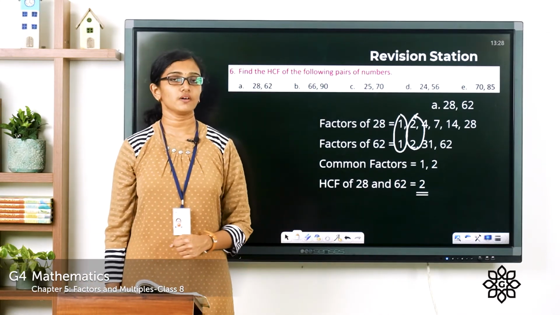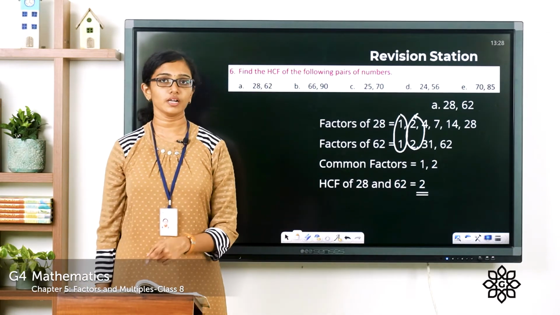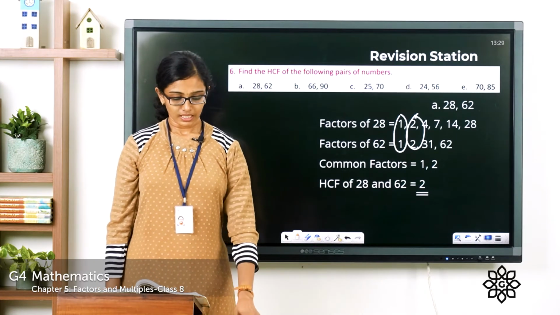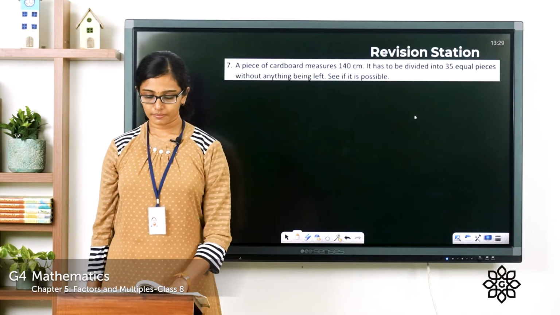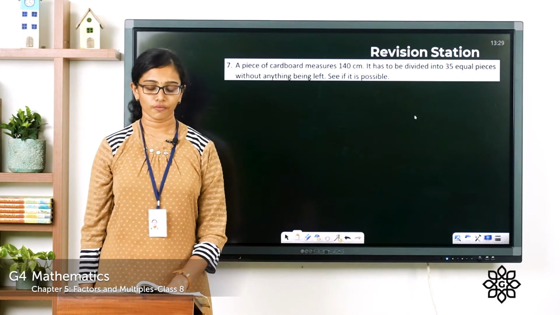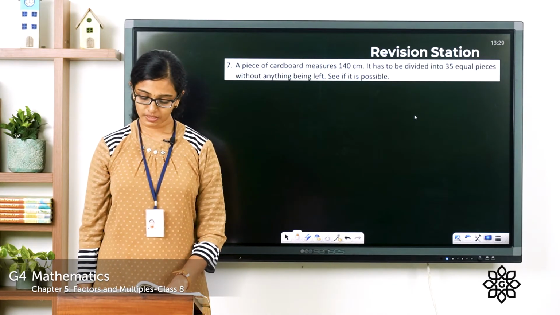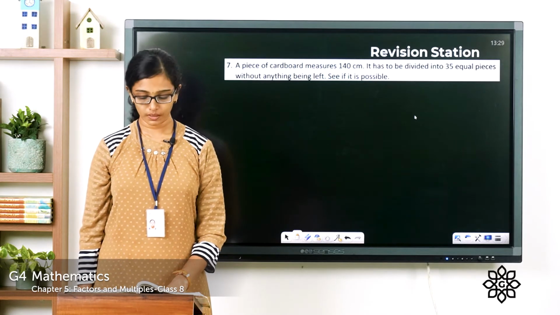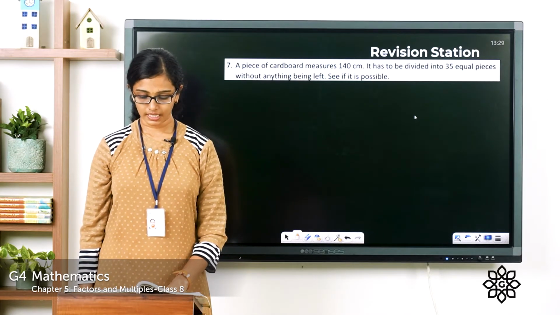Similarly, you have to find out the HCF of the other pairs as well in the same question. Let's move on to the next question. Question number 7. A piece of cardboard measures 140 centimeters. It has to be divided into 35 equal pieces without anything being left.